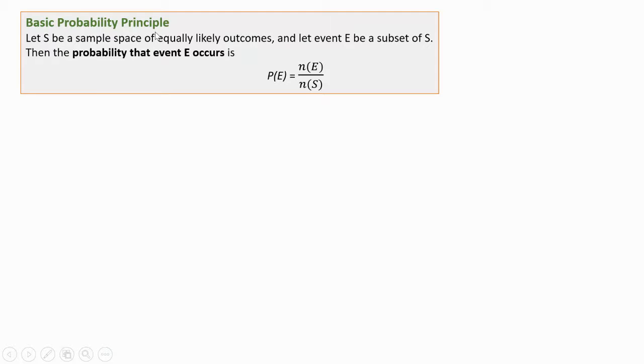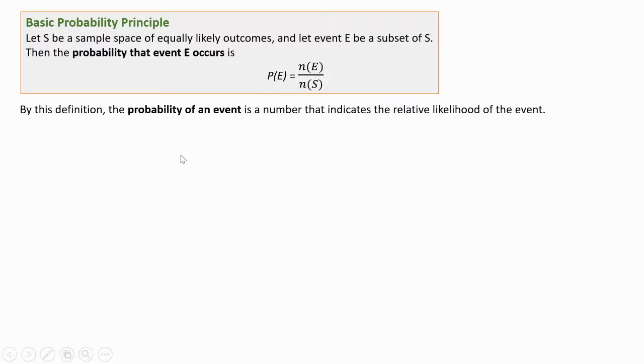Now, basic probability principles. We let S be the sample space of equally likely outcomes, and let the event E be a subset of S. Then the probability of the event E is equal to the number of elements in the event over the number of elements in the sample space. By this definition, the probability of an event is a number that indicates the relative likelihood of the event. And again, I put this in red because this is crucial, it's important.